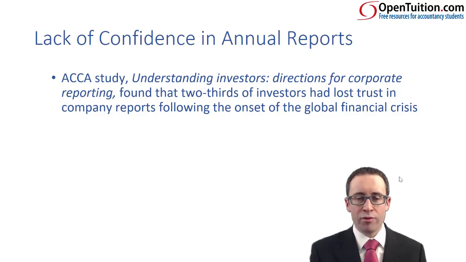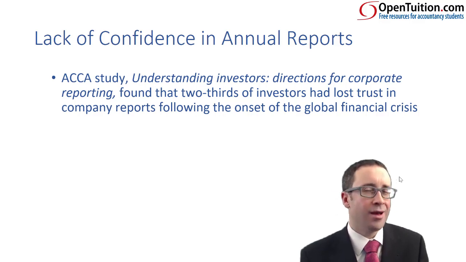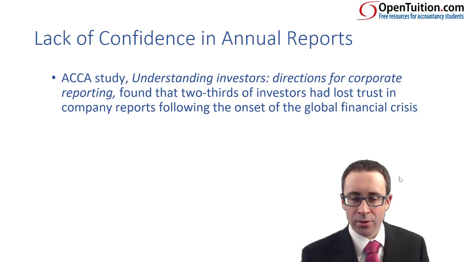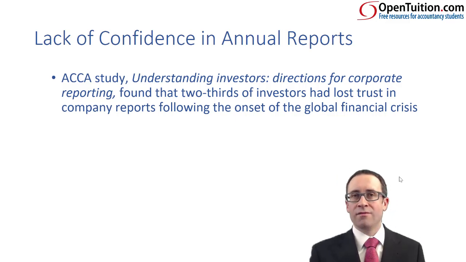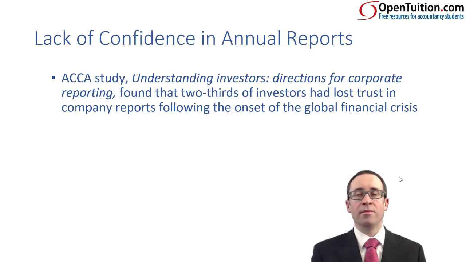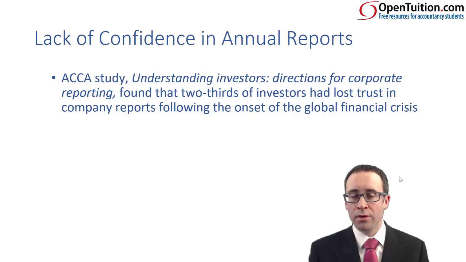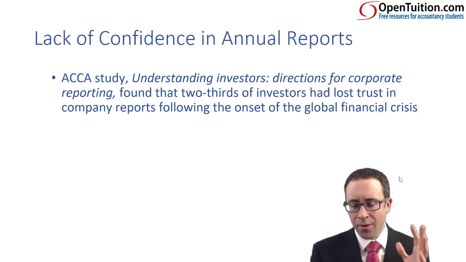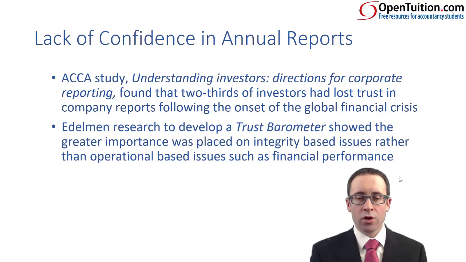The ACCA have previously done a study understanding investors' directions for corporate reporting, and that found that a good proportion of investors have lost faith in financial reports. Okay, the global financial crisis of 2008, there's huge write-offs of all these financial assets. We have now done something about it, haven't we? We've developed an accounting standard that begins to look at the impairment of financial assets, and it's a much improved standard, but it was only after things had happened that we began to do something about it. Okay, people don't have the confidence that they previously had in your company reports.